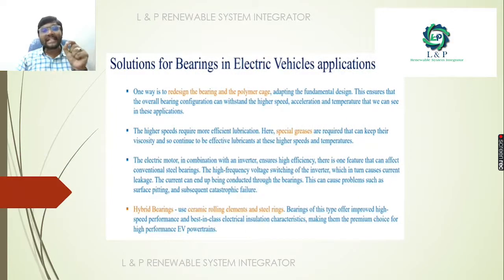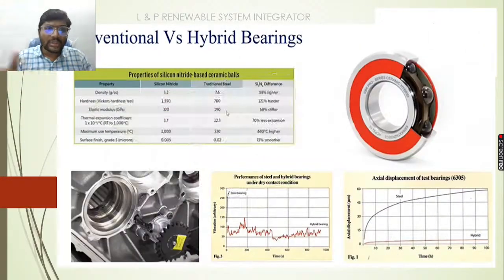Apart from it, we need to redesign the bearings, and we need to use polymer cages. Even when it is running at very high speed, we need efficient lubricants. So we need to use a special type of grease for the bearings. And when we're going for hybrid bearings, we need to use ceramic rolling elements and steel rings. So this is an example of conventional and hybrid bearings; nowadays in our industry we are getting these sorts of hybrid bearings.